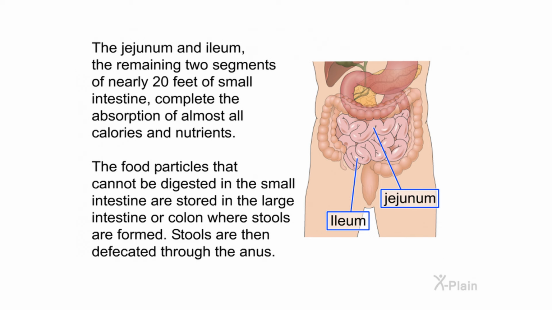The jejunum and ileum, the remaining two segments of nearly 20 feet of small intestine, complete the absorption of almost all calories and nutrients. The food particles that cannot be digested in the small intestine are stored in the large intestine or colon, where stools are formed. Stools are then defecated through the anus.